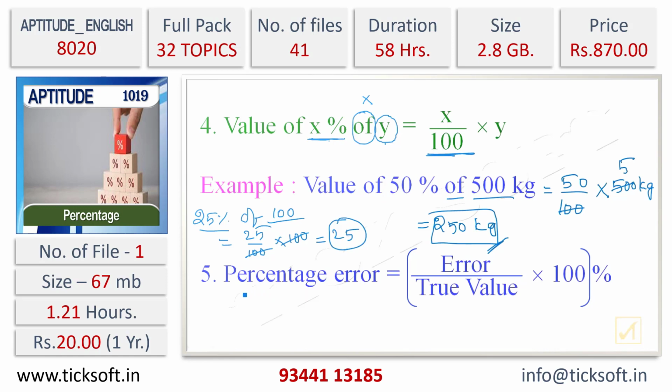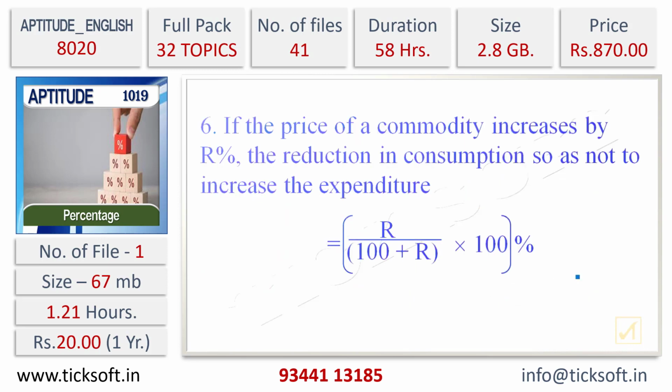And now we have the fifth formula, that is the percentage error will be equal to the error value divided by the true value into 100%. If you want to find the percentage error, first you have to find the error value, and we have to divide that value by the true value, and if we multiply that by 100, then we will get the percentage. And now we have the sixth one. The sixth formula is here.